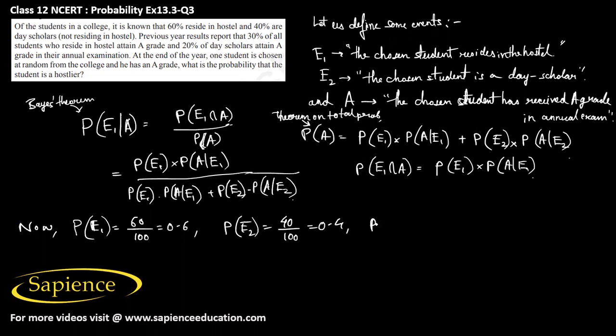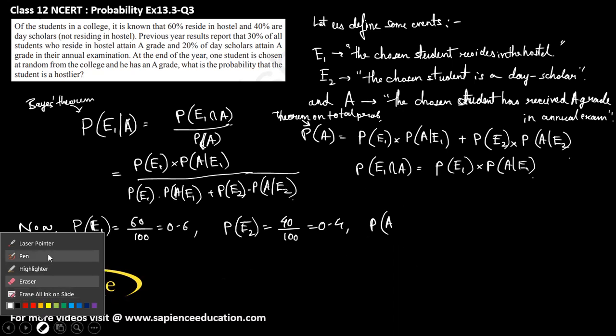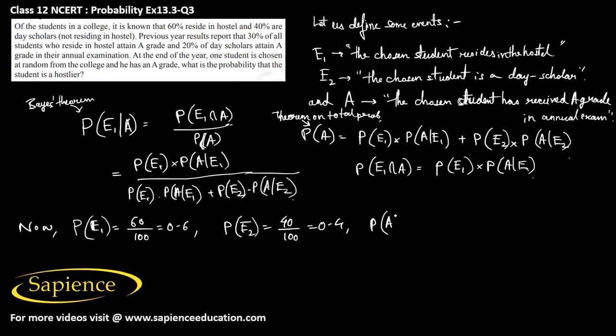And the probability that the chosen student has received an A grade means P of A. Okay, sorry, A is not given. I'm wrong. There's something wrong here. So P of A given E1. It means what is the probability that the A grade is from the hostelier? Here it is written 30% of all the students who reside in the hostel received an A grade. So that is 30 by 100, so that is 0.3.